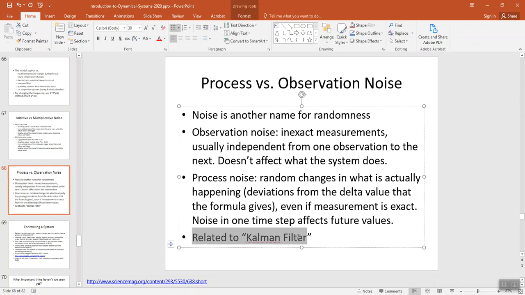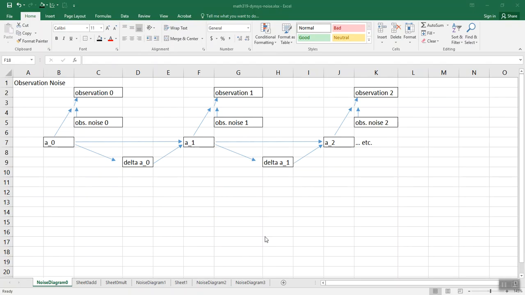These are related to Kalman filters. I'm not sure how you pronounce that. But they're a big thing in a lot of applied math. So now let's go take a look. So here's an observation noise model. I have my current value, and this might be my bank balance, which I would hope would have no observation noise to it. Or it might be a population that we're trying to count. You can imagine there'd be some imperfection in how we count a population.